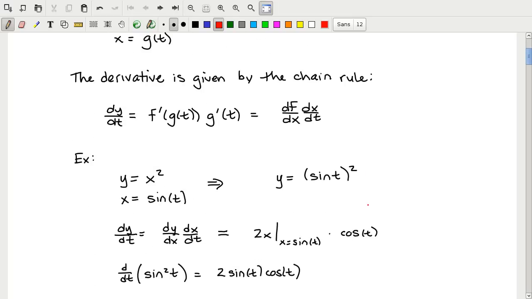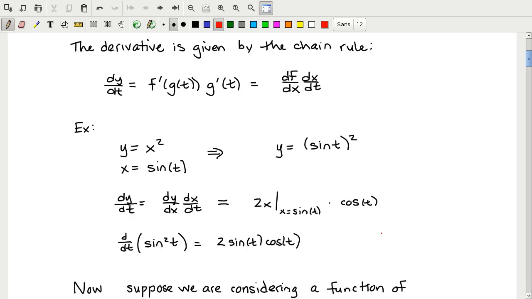So just as a brief review, here we have an example. y equals x squared, x itself equals sine t. That means the composite function is y equals sine of t, quantity squared. The derivative can be written dy/dx times dx/dt, which is 2x, where x equals sine t, times the derivative of sine with respect to t, which gives us cosine. And of course, we can then plug in that x equals sine of t to get 2 sine t cosine t. So that's what we have there for our chain rule. So just a simple warm-up example to remind us of our 1D chain rule.